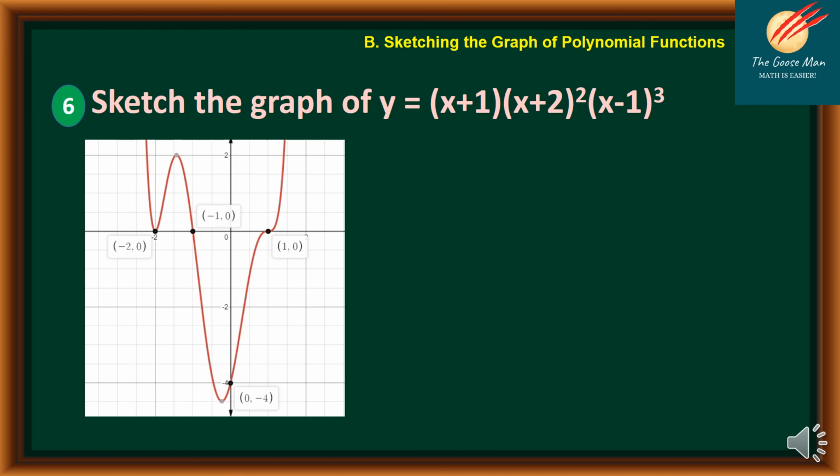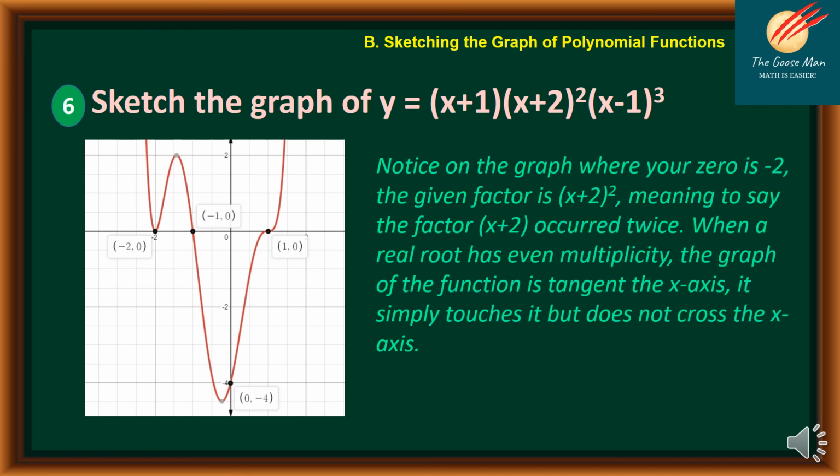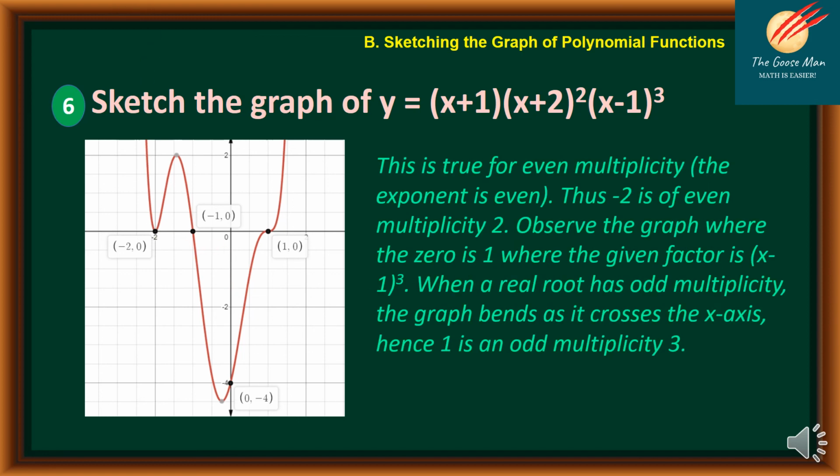Talking about the multiplicity, notice that at the zero negative 2, the given factor is (x plus 2) squared. Meaning to say, the factor x plus 2 occurred twice. When the real root has even multiplicity, the graph of the function is tangent to the x-axis. It simply touches it but does not cross the x-axis. This is true for even multiplicity. The exponent is even. Thus, negative 2 is of even multiplicity 2.